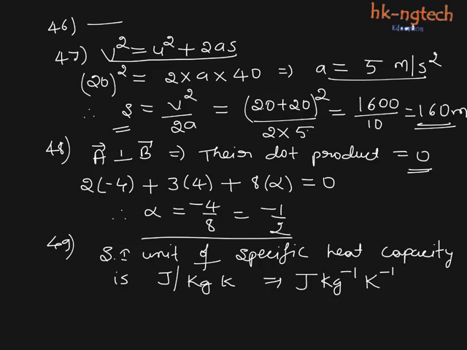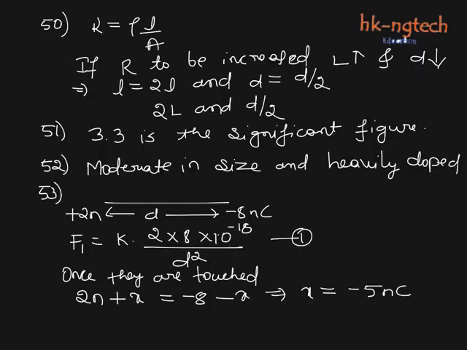Let's take 49th question. If the SI unit of the specific heat capacity is, a direct question, this is joule per kg Kelvin, or joule per kg per Kelvin, that is the answer. Okay, 50th one, let's take the next question.